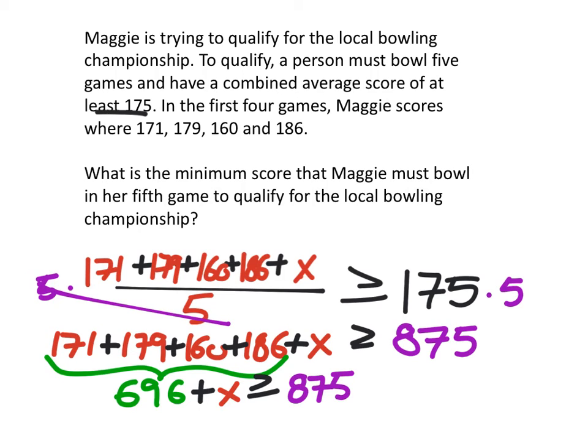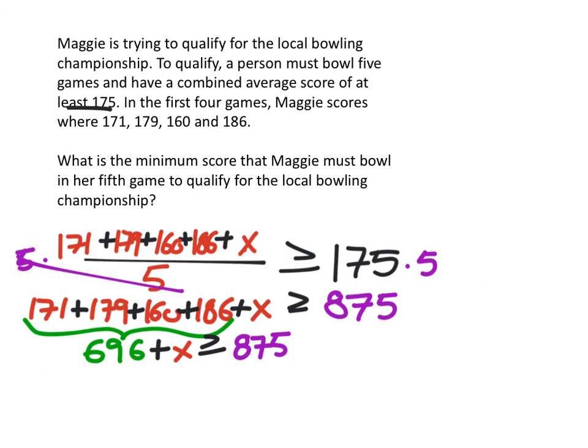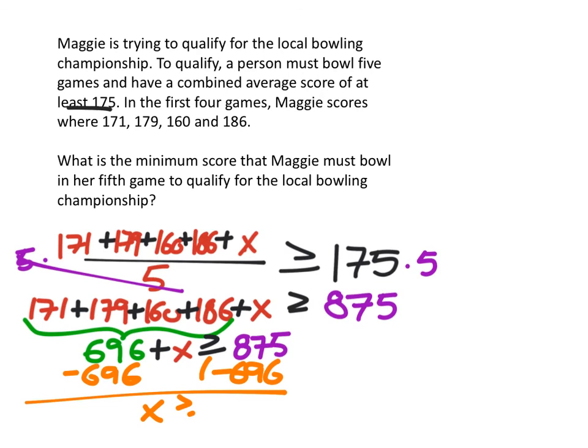So finally, we'll just subtract 696 from both sides here. Just need a little bit more space. Subtract 696. And that tells us the minimum score that she needs. And again, we're only using subtraction here, so it's not going to flip the inequality. Minus 875, and that's negative, but it wouldn't matter. It's still positive in the work that I got. So 179, that's what she has to bowl.